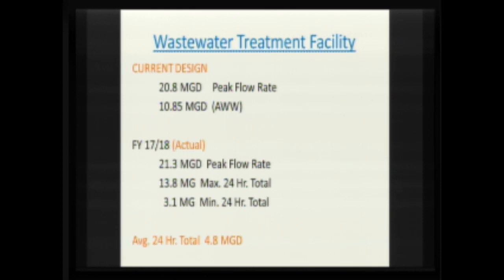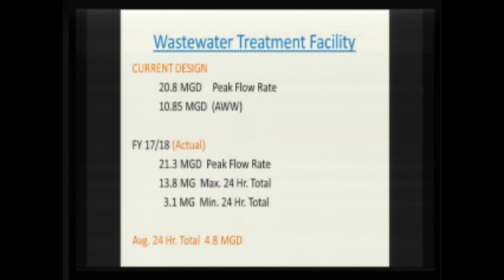The wastewater treatment plant currently is designed, due to the 2012 improvements, to handle up to 20.8 million gallons per day peak flow rate. The average wet weather throughout a 365-day period could be as much as 10.85 million gallons a day. In the fiscal year 17-18, we actually had a period where we were bringing in 21.3 million gallons a day. The maximum 24-hour flow we handled in the plant in 17-18 was 13.8 million gallons. 3.1 million gallons was the minimum amount of water we handled.